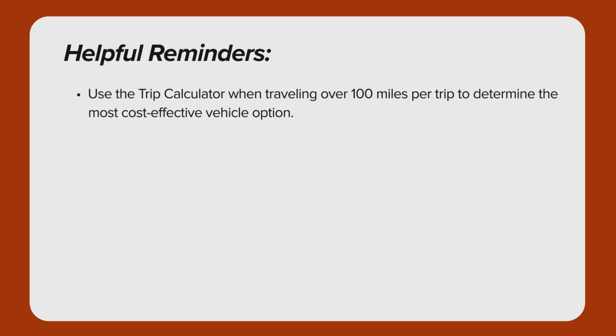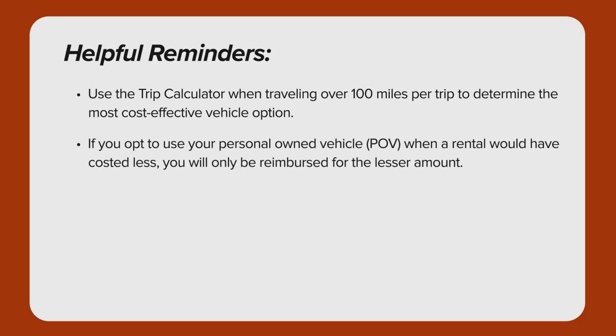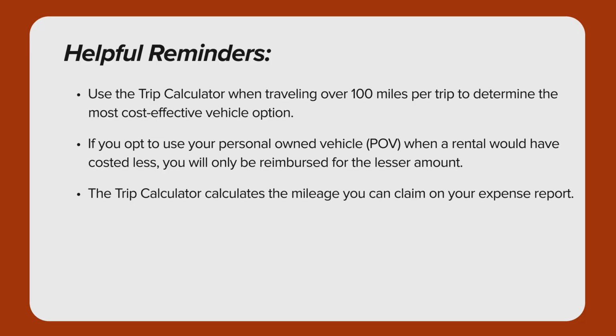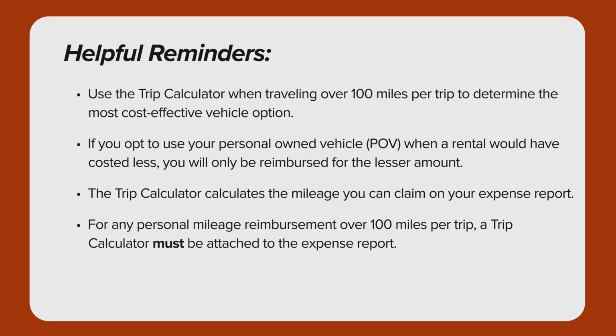Use the trip calculator when traveling over 100 miles per trip to determine the most cost-effective vehicle option. If you opt to use your POV when a rental would have cost less, you will only be reimbursed for the lesser amount. The trip calculator calculates the mileage you can claim on your expense report. For any personal mileage reimbursement over 100 miles per trip, a trip calculator must be attached to the expense report.